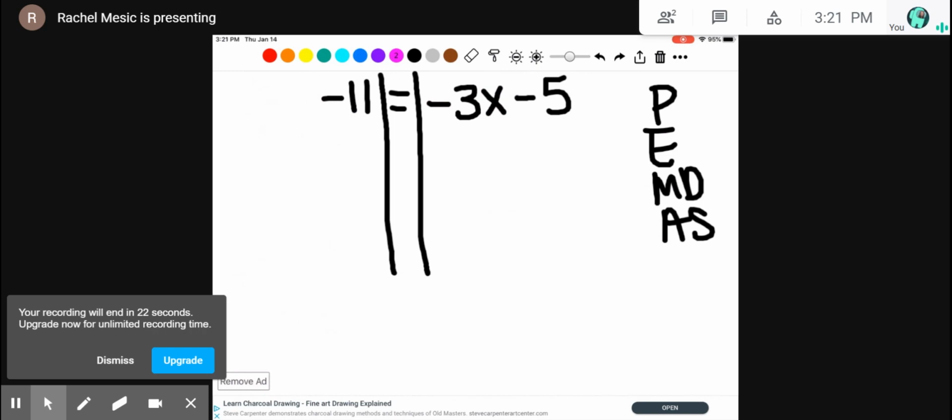Let's solve a few more two-step equations. For this one, our variable is on the right. We need to add or subtract first. Uh-oh, I see two subtraction signs.